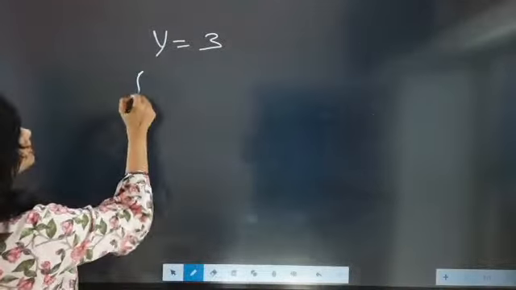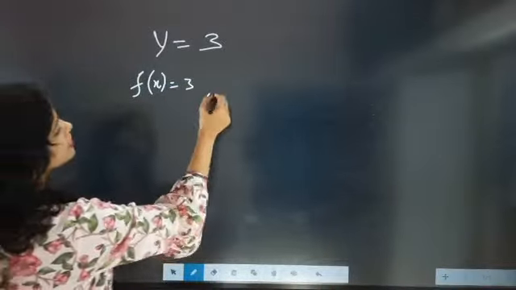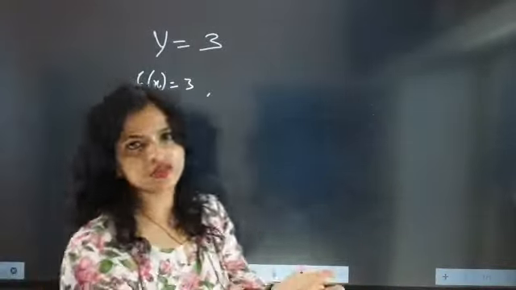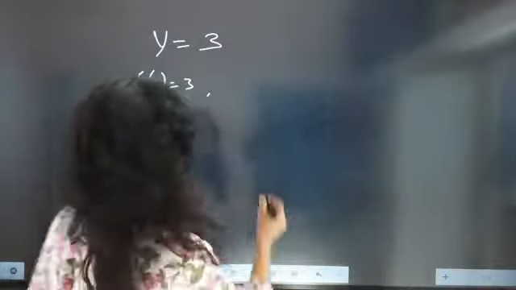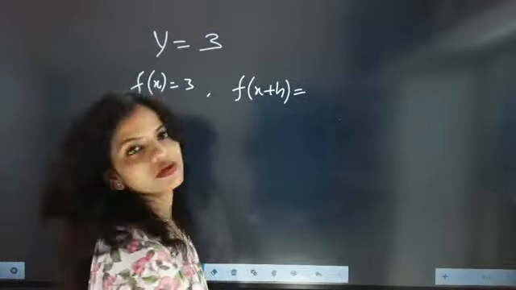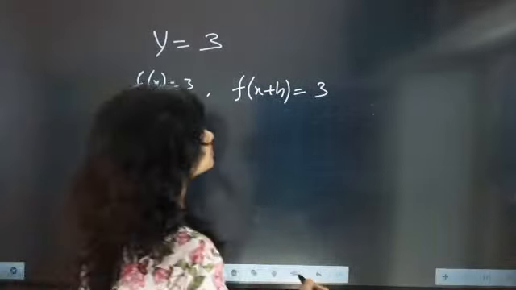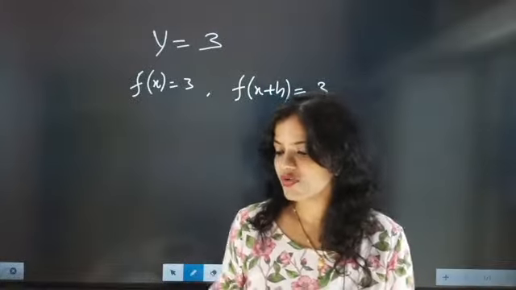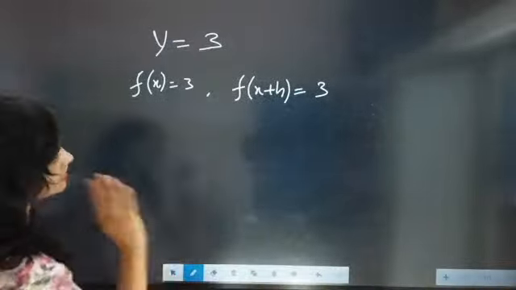Y will be equal to, that means f of x will be equal to 3. Because there is no x, the x part is 0. So f of x plus h will also become 3, because here there is no x. So if no x is there, how can we implement this part? So nothing, we are just going to write this one as it is.